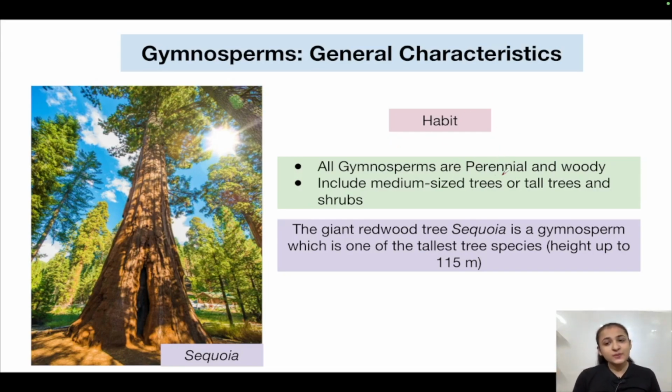So all gymnosperms are perennial and woody. That means wood is present, a proper trunk, and bark is present. They include medium-sized trees or tall trees and shrubs.